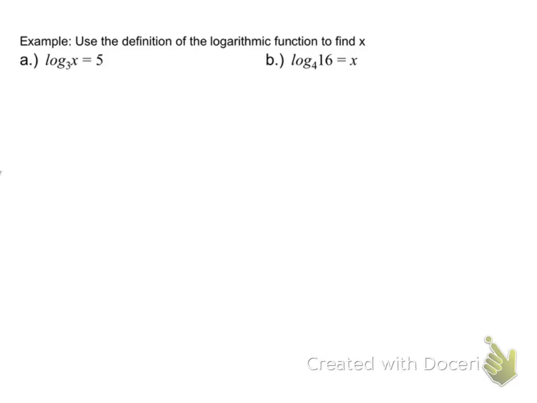Set up an equation. What do you mean? Well, would you say 3 to the 5th power is equal to x? Yeah, I would say switch it to exponential form. So 3 to the 5th power is equal to x. Well, that's pretty easy to solve for x now. What's 3 to the 5th power? 243. Done.